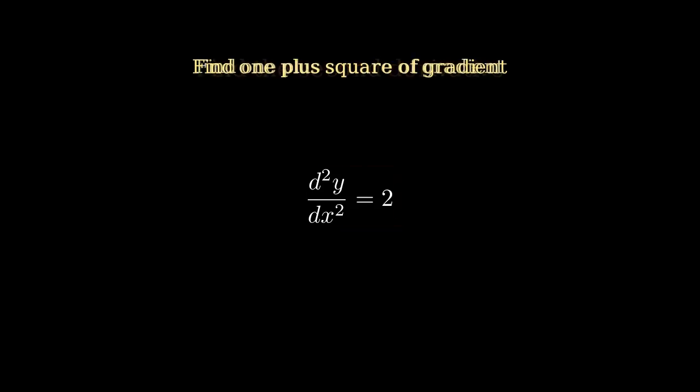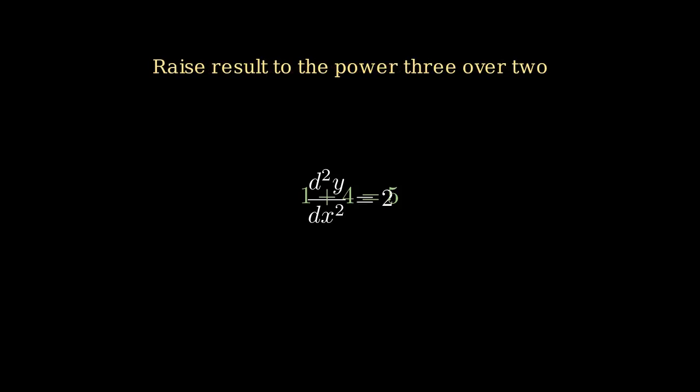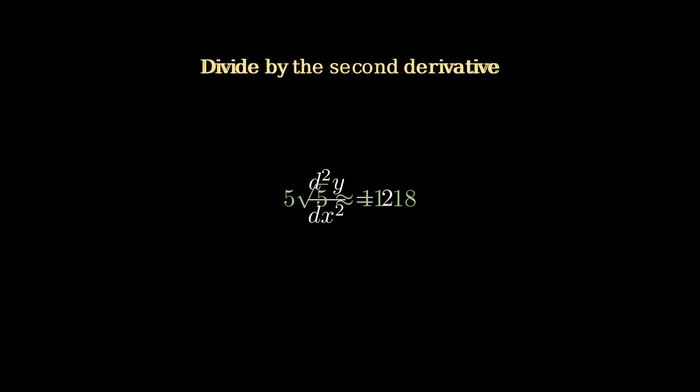Now find 1 plus the square of the gradient. This is 1 plus 2 squared, which equals 1 plus 4, which equals 5. Now raise this result to the power 3 over 2. 5 to the power 3 over 2 equals 5 times the square root of 5, which is approximately 11.18. Finally, divide this by the second derivative, which is 2. This gives ρ equals 11.18 divided by 2, which is approximately 5.59.